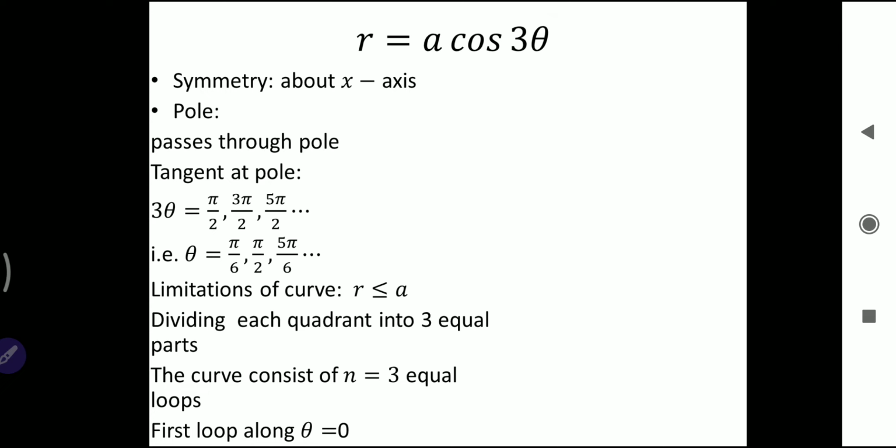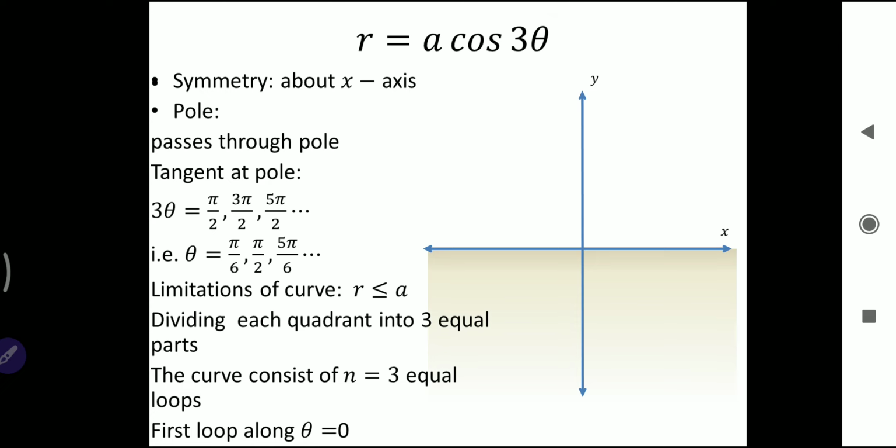When you equate cos 3 theta to 0, you are going to get 3 theta is equal to pi by 2, 3 pi by 2, 5 pi by 2 and so on. So corresponding values of theta will be pi by 6, pi by 2, 5 pi by 6 and so on. These are nothing but the tangents at the pole. For limitation, the maximum value of cos will be plus 1, minus 1, so r will be plus a maximum, minimum it will be minus a. So since n is 3, we are going to divide each quadrant into 3 equal parts. Three loops we are going to have, and the first loop at theta equal to 0. So your diagram or your rose curve will look like this.